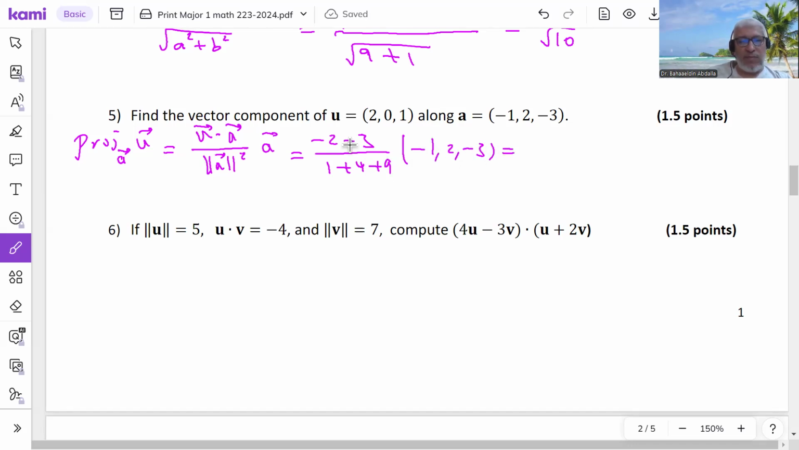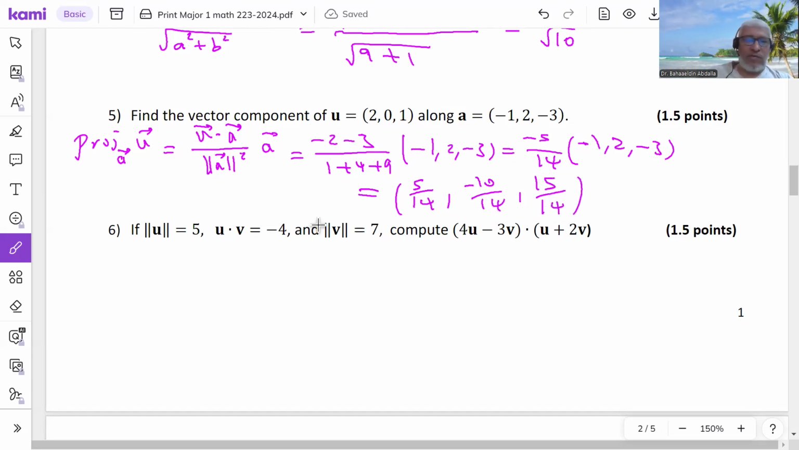to negative 3. This is negative 5 over 14 times negative 1 to negative 3. So the answer is 5 over 14, negative 10 over 14, or negative 5 over 7, and 15 over 14.